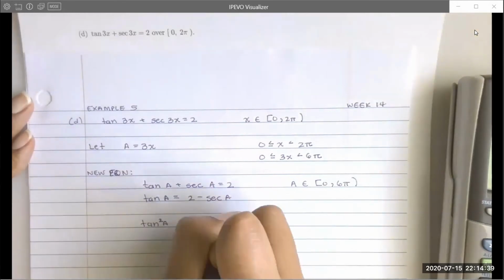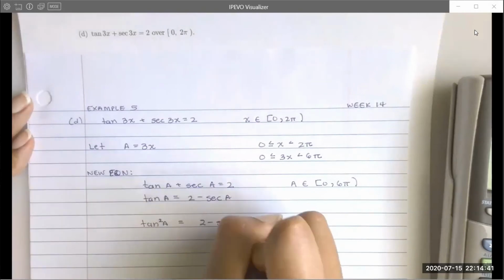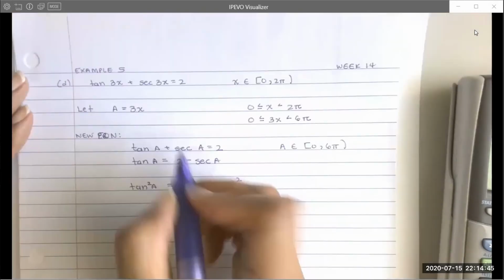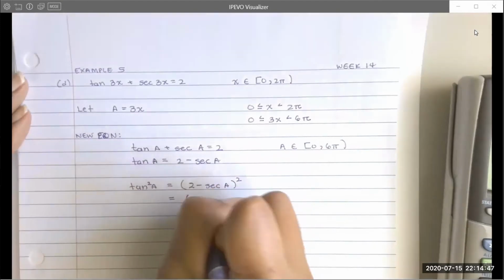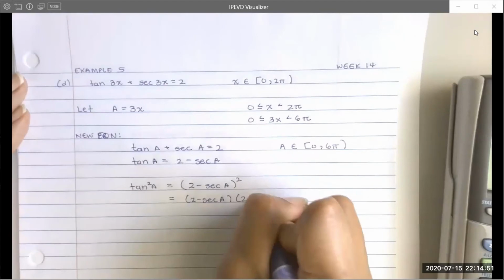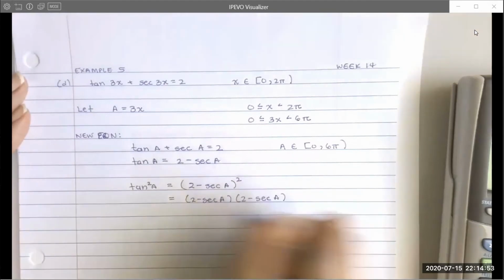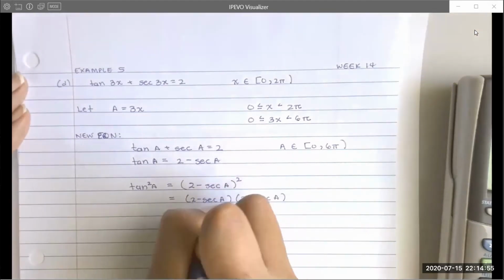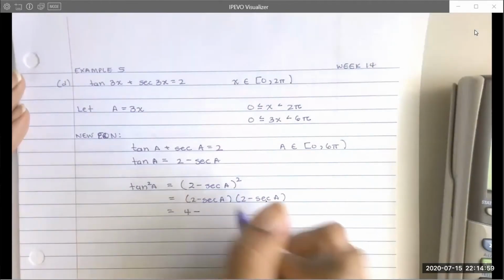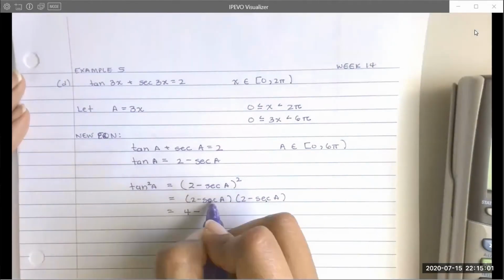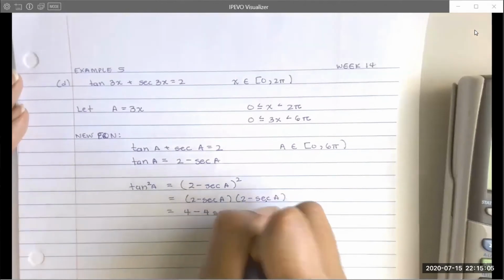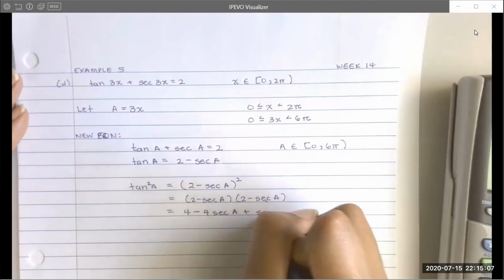Okay. So we're going to square both sides now. Tangent squared A is 2 minus secant A squared. And that is going to be 2 minus secant A times 2 minus secant A. 2 times 2 is 4. 2 times negative secant gives me a negative 2 secant A. Same thing's going to happen here, so I'll end up with a negative 4 secant A plus secant squared A.